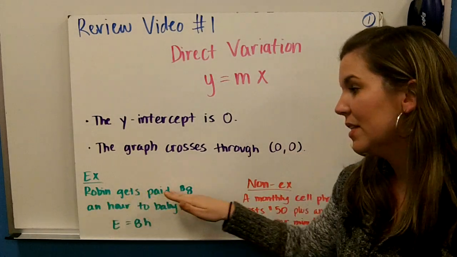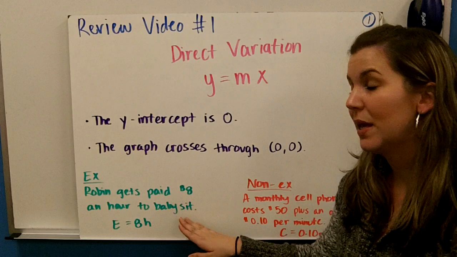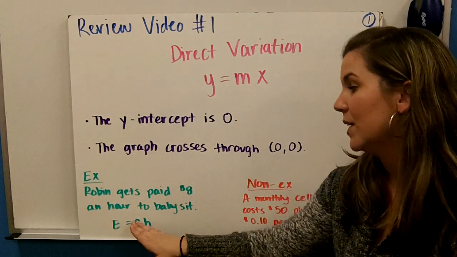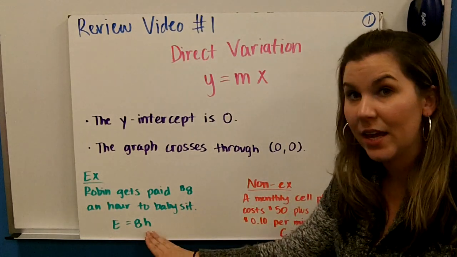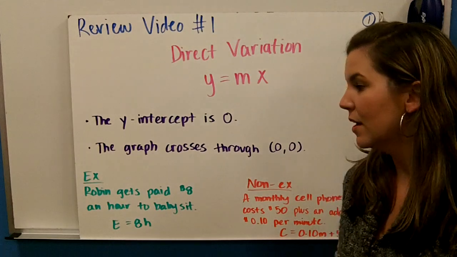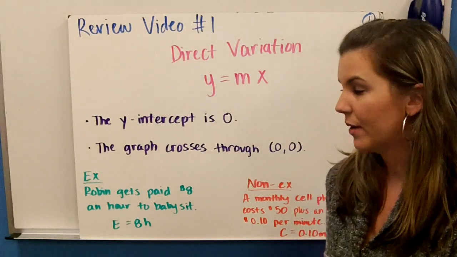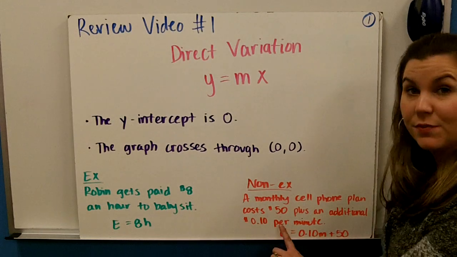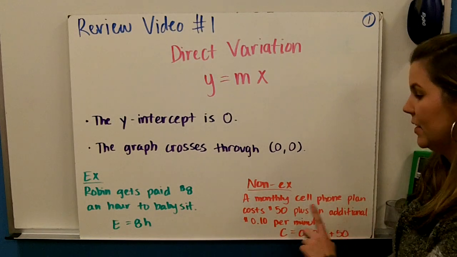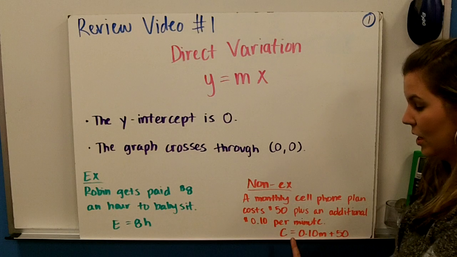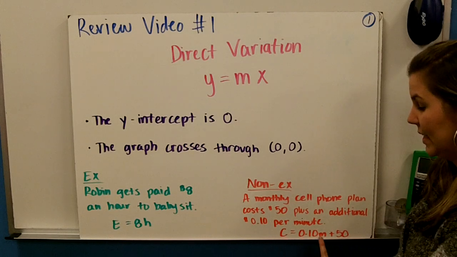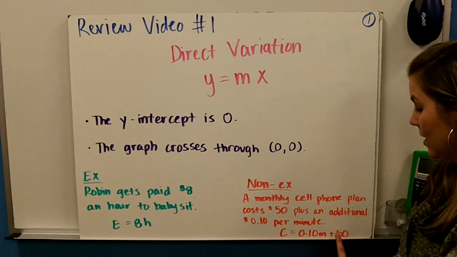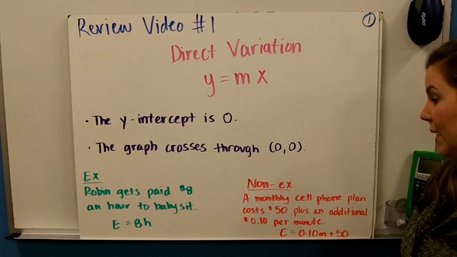For example, Robin gets paid $8 an hour to babysit. Her earnings are equal to $8 times h, the number of hours that she works. There is no additional money that she's earning. A non-example: a monthly cell phone plan costs $50 plus an additional 10 cents per minute. So the cost of the plan is equal to 10 cents times each minute plus $50 for the plan.